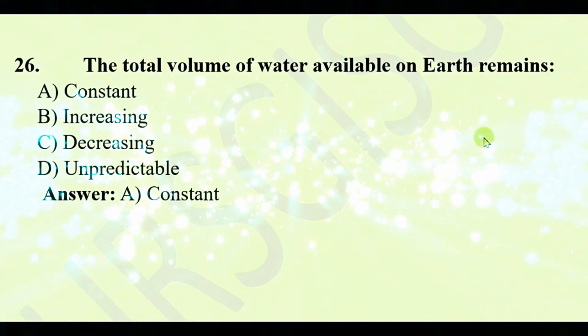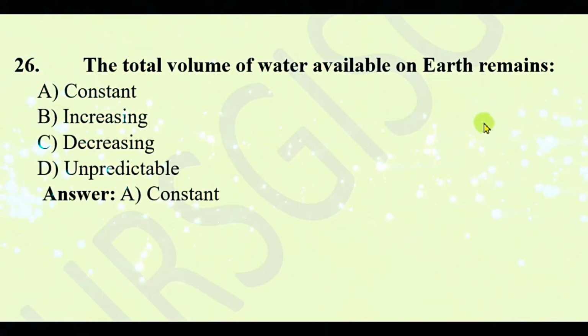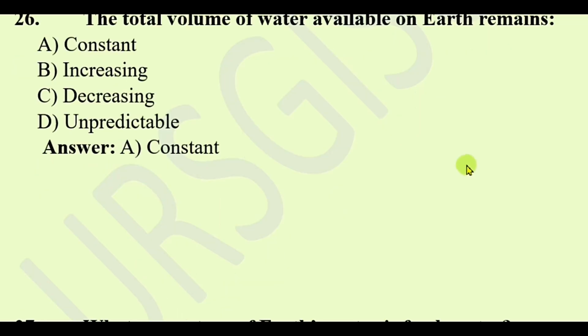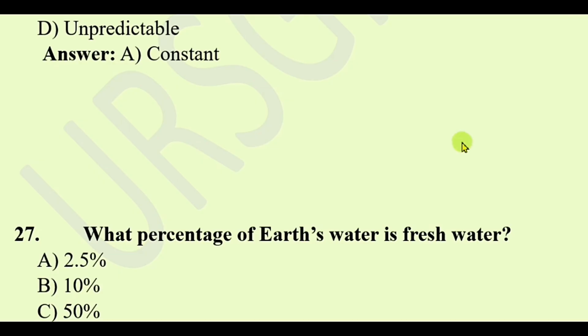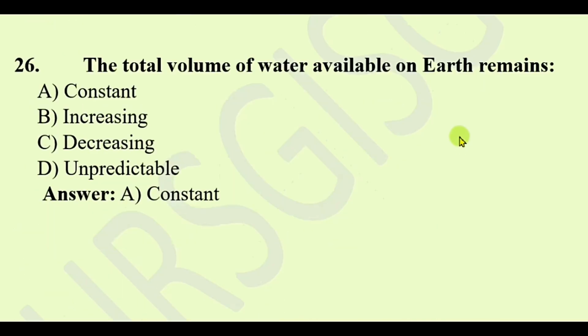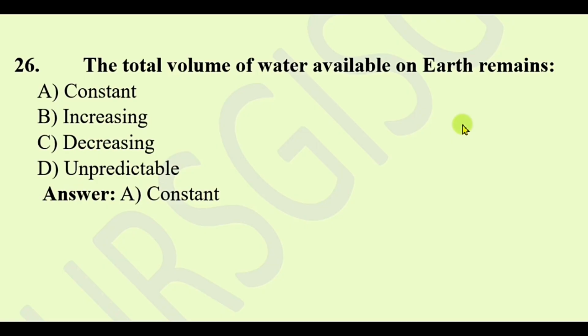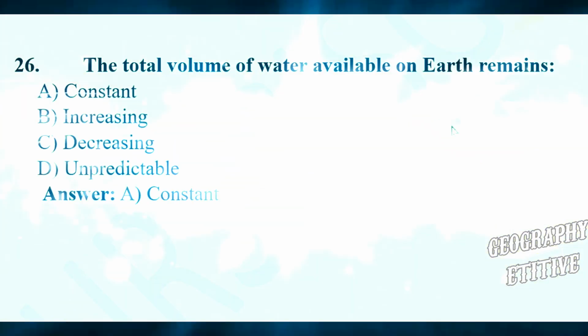26. The total volume of water available on Earth remains constant, increasing, decreasing, unpredictable. Here the right answer will be constant, because no water can be removed from the Earth. It only can change from one form to another, means from ice to water, water to ice, or water to vapor, vapor to water, like this.